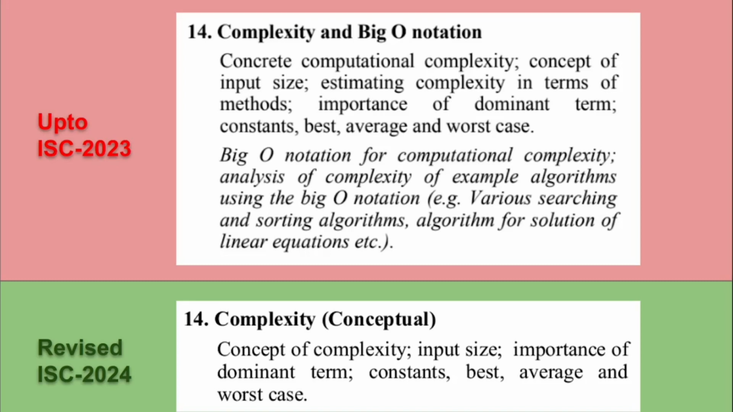Now, big O notation is a mathematical notation used to describe the upper bound of the time or space complexity of an algorithm. Its removal from the syllabus indicates that the revised syllabus will not cover specific techniques for analyzing and categorizing algorithm efficiency in detail, which means a lesser focus on the mathematical aspect of complexity and more on a qualitative understanding. Let's start at the very beginning.